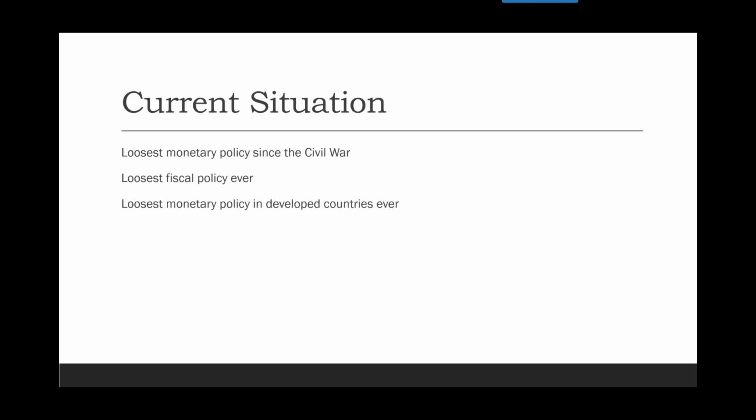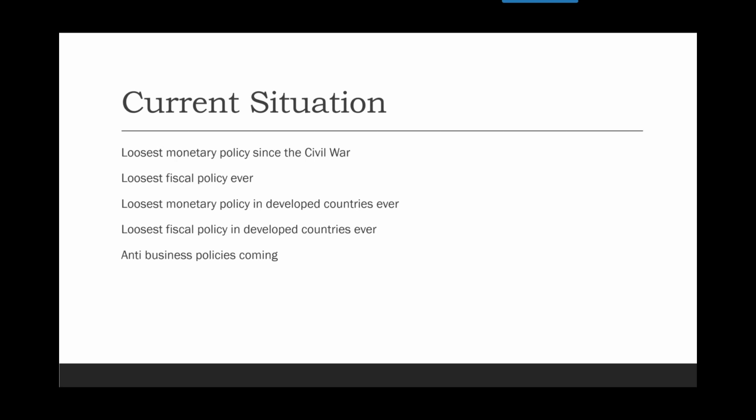We have the loosest monetary policy in developed countries ever. I'm talking about Japan and England and Germany, not banana republics. They've had looser monetary policy, but not in a developed country ever. These are dramatic things. I love it because they say, well, I wonder what will happen with this experiment we're doing on monetary and fiscal policy in the United States. We already know what's going to happen, and I'm showing it to you in this presentation. We have the loosest fiscal policy in developed countries ever.